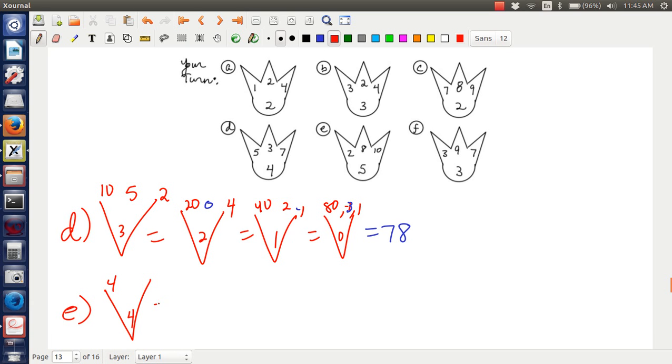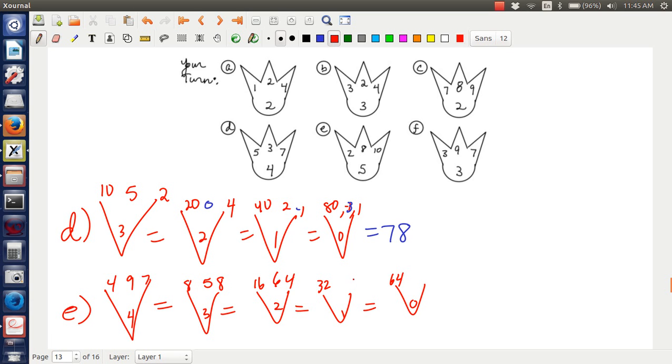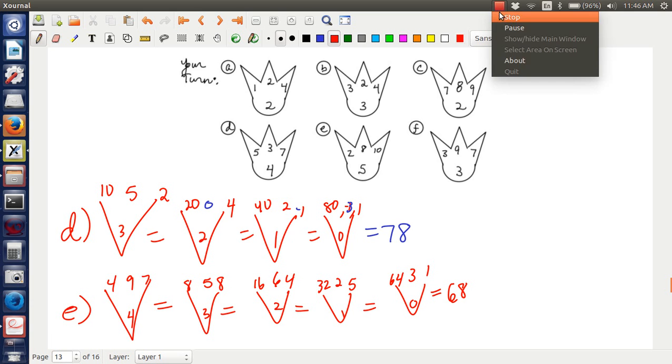4, you can just fill in all these if you want. 4, 8, 16, 32, 64, and let's see what happens next. 8 becomes 7, 10 becomes 9, 9 becomes 8, 7 becomes 5, 5 becomes 4, 8 becomes 6, 6 becomes 5, 4 becomes 2, 2 becomes 1, 5 becomes 3, and so this should be 68. Let me go check that.